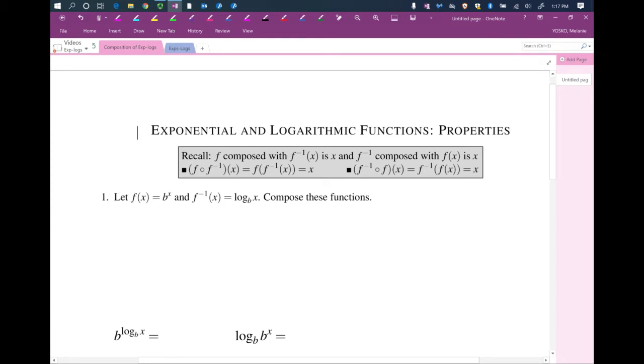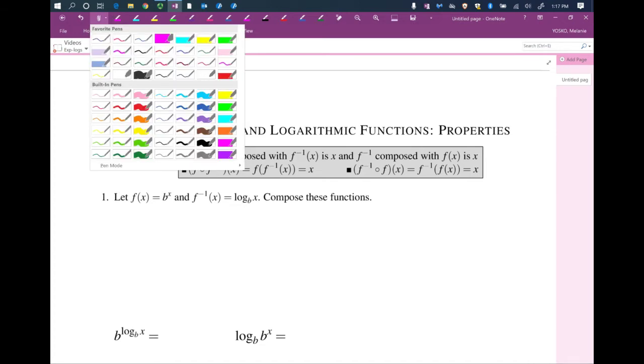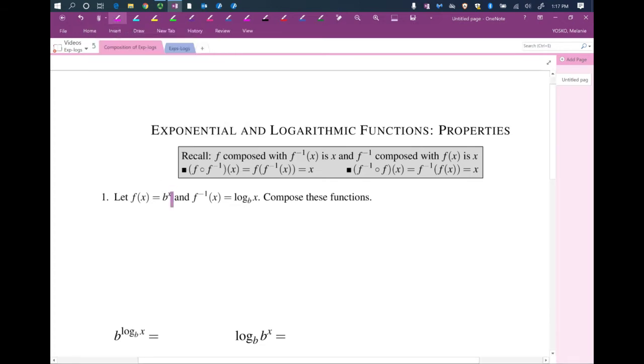Exponential and logarithmic functions properties. So the focus of this video will be on what happens when we have a function and its inverse and we compose them. So we're going to consider our function f of x equal b to the x and its inverse log base b of x.